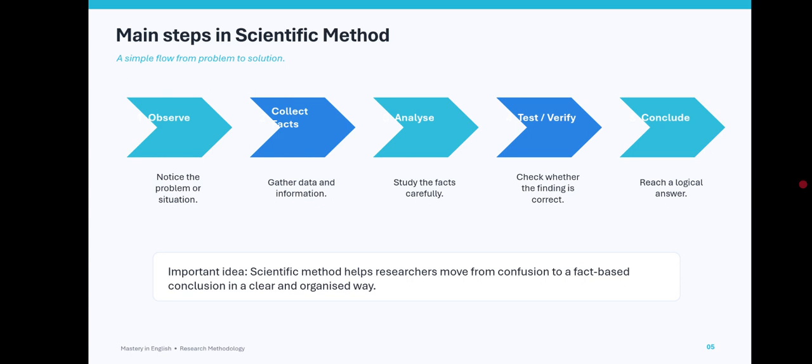Scientific method is also based on logic. That means it is based on reasoning. It is objective in nature. That means it is free from personal bias. Let's take an example. You always see that in the examination, the teacher provides the questions to the students.